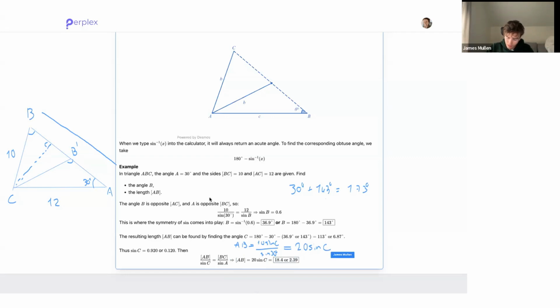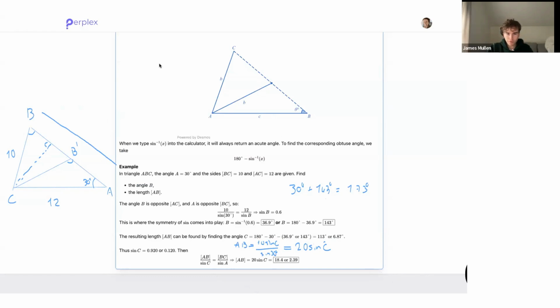Okay, yeah. The step that I forgot to mention is that I found the angle B, but I want to find the angle C because I'm interested in the length AB, which is opposite C, okay? So C is either 180 degrees minus 30 minus 36.9, or that whole thing instead, but with a minus 143. And that gives me the two possible values, 113 or 6.87, okay? Now, if I plug both of those into 20 sine of C, I get the two possible values, 18.4 and 2.39.